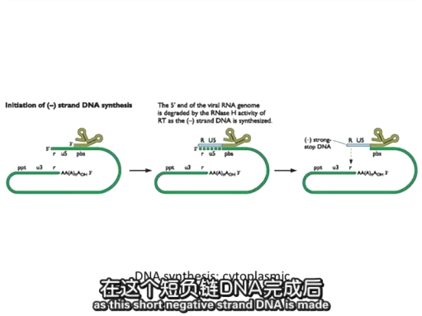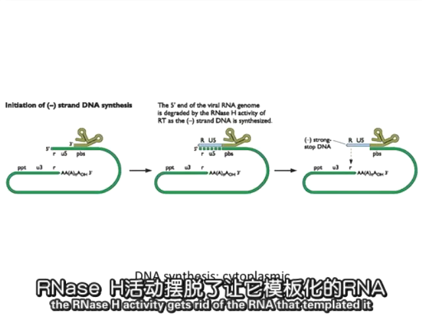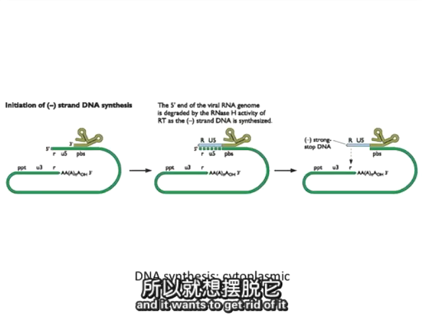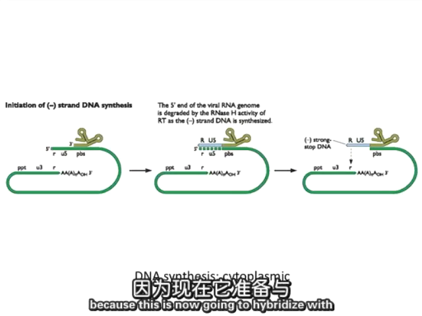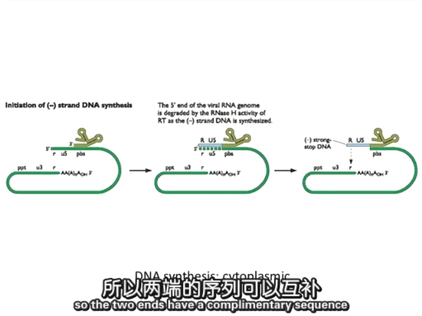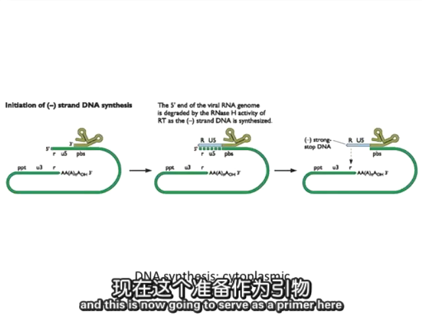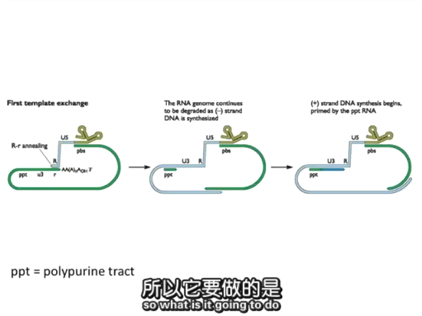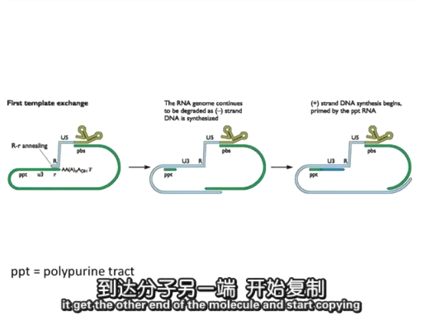As this short negative strand DNA is made, the RNase H activity gets rid of the RNA that templated it. It's not needed anymore. And it wants to get rid of it because this is now going to hybridize with the sequence at the other end of the RNA. So the two ends have a complementary sequence, and this is now going to serve as a primer here. So there's nowhere to go here, of course, so it has to get to the other end of the molecule and start copying.